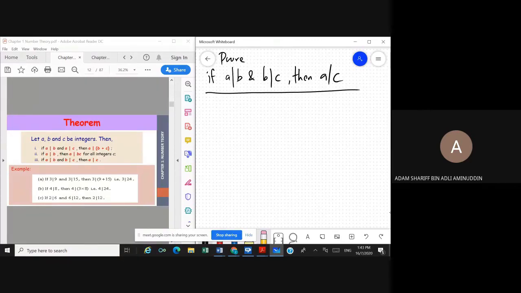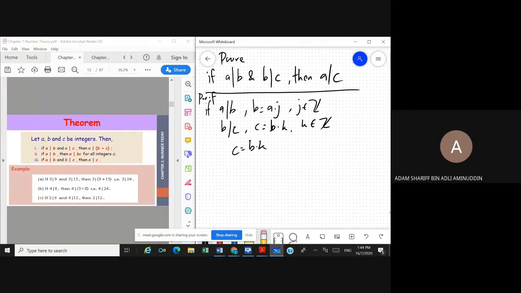The idea is right now, the proof starts now. If A is a factor of B, then I assume that B equals AJ, where J is an integer. I have two conditions. B is also a factor of C, so C can be made as B times K, where K is also an integer. What is C? C equals BK, right? And if you take the B from the top, C is actually AJK.